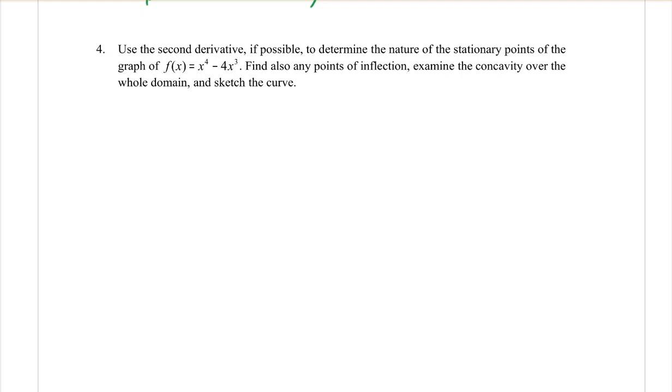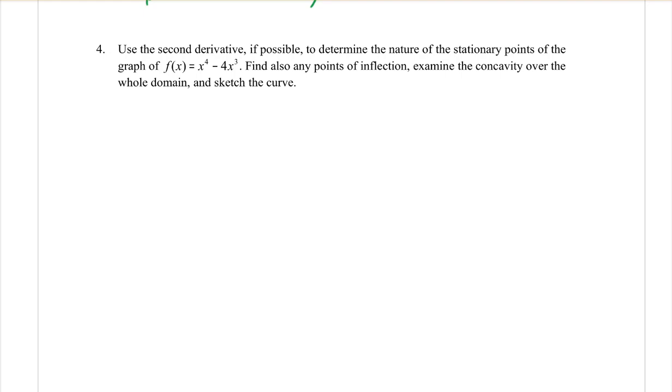Okay, so to this point, we have used a table with our gradient to work out whether our stationary points are maximums or minimums, but now I'm going to show you that we can use the second derivative as a second option. Sometimes you may not want to use a second derivative.